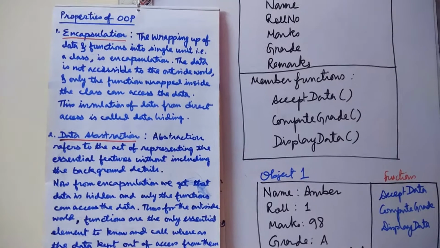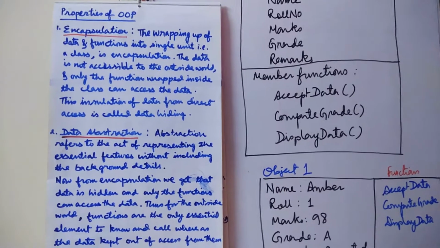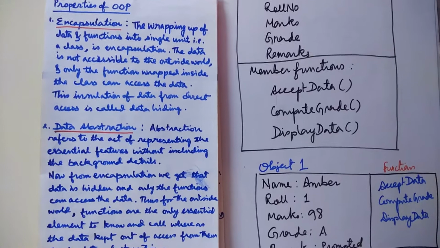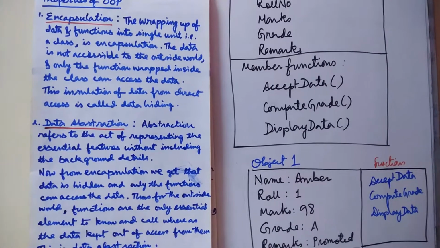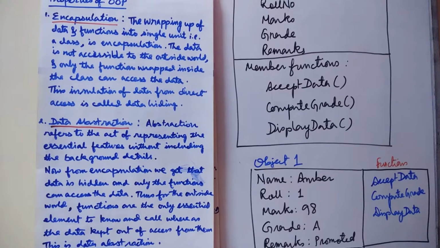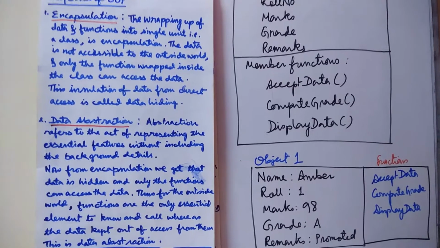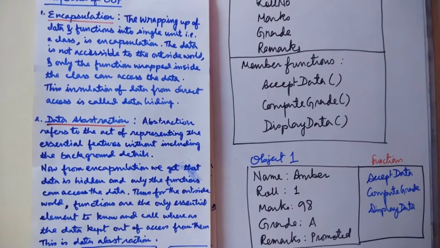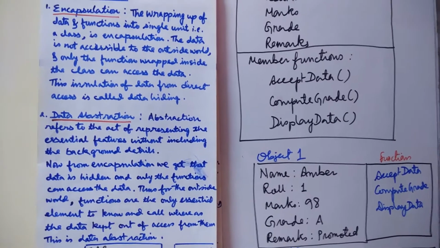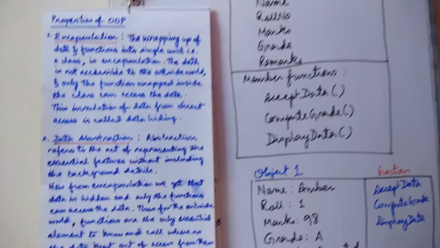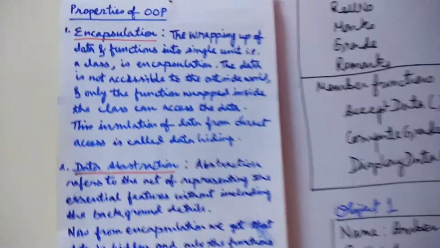Welcome students. In this video, I'll explain all the properties or features of object-oriented programming. That is encapsulation, data abstraction, inheritance, and polymorphism. Apart from that, I'll also discuss modularization or modularity and message passing. Now let us first discuss encapsulation.